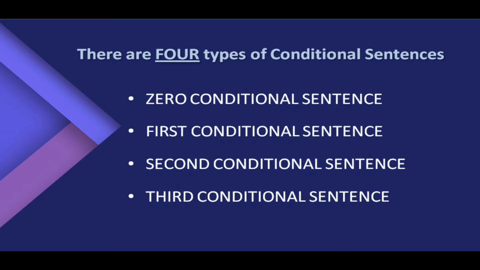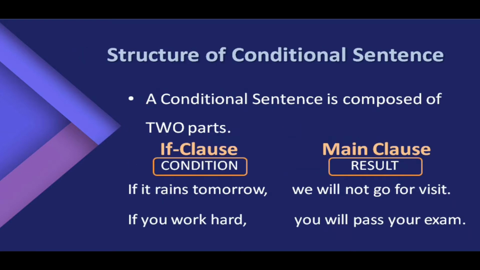Number 1, zero conditional sentence. Number 2, first conditional sentence. Number 3, second conditional sentence. And number 4, third conditional sentence. Before going ahead, let's talk about the structure of a conditional sentence.